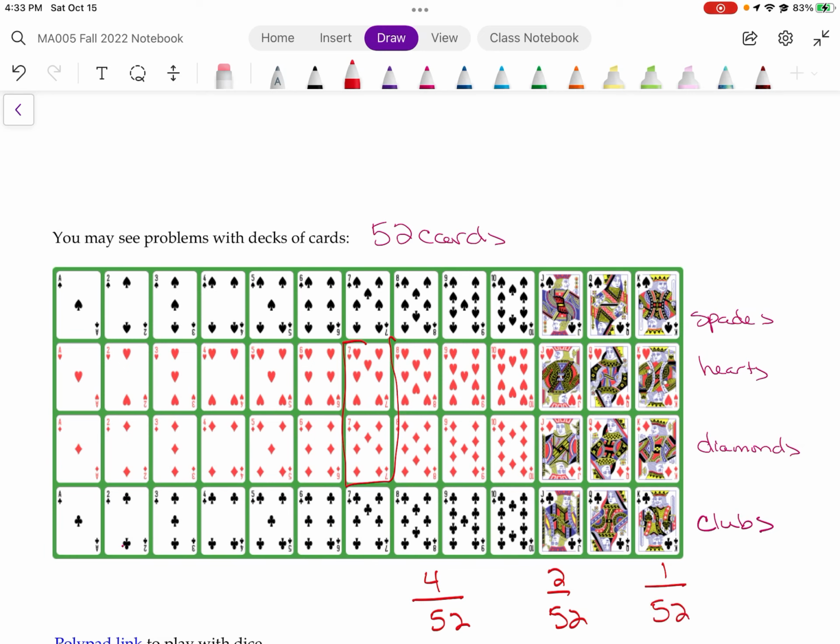What is the probability of picking a red card? Well, you can see by looking at it that it's half, 1 out of 2, but if you counted them all, you would have half of them, right? So 13 times 2. So there's 26 out of 52. All right, so you may be asked questions like that.